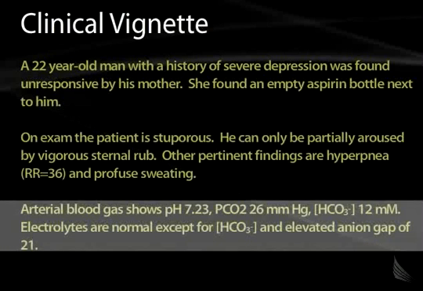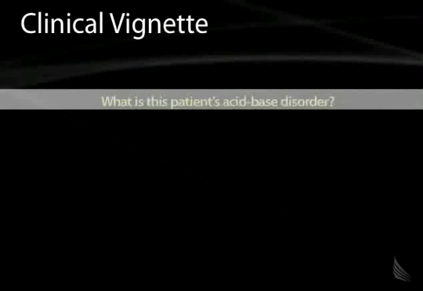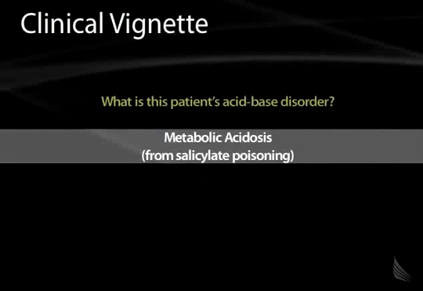An arterial blood gas shows that the pH is low, 7.23. The PCO2 is low, at 26 millimeters of mercury, and the bicarbonate concentration is low at 12 millimolar. The electrolytes are normal, except for the bicarbonate is low, and there's an elevated anion gap of 21. What is this patient's acid-base disorder? He has metabolic acidosis from salicylate poisoning.